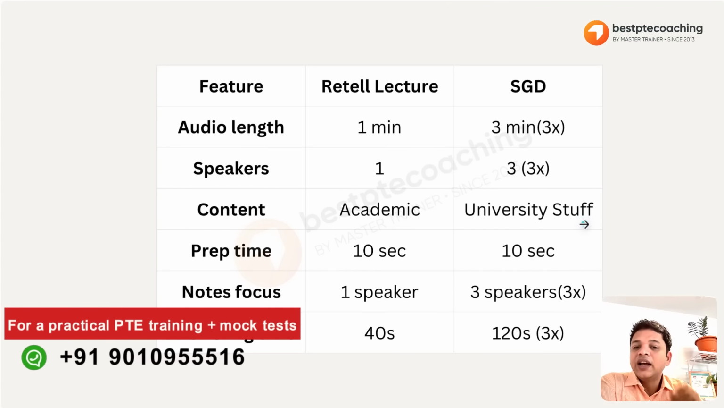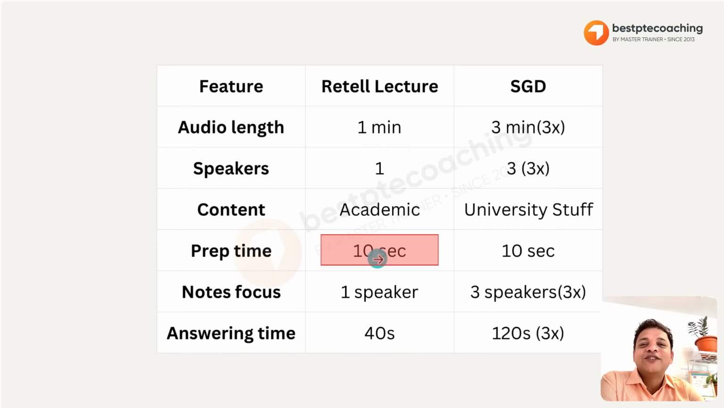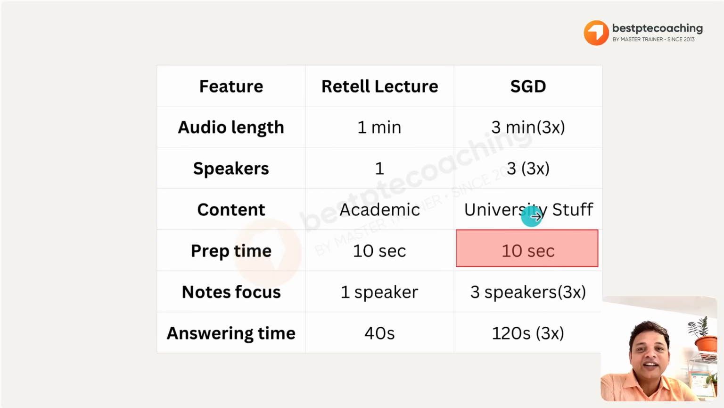Small difference. Now, the preparation time for both of these tasks is interestingly just 10 seconds. To process and prepare for a 1 minute lecture, you get 10 seconds. And to process and prepare for a 3 minute discussion, you also get 10 seconds. This is something interesting, right?